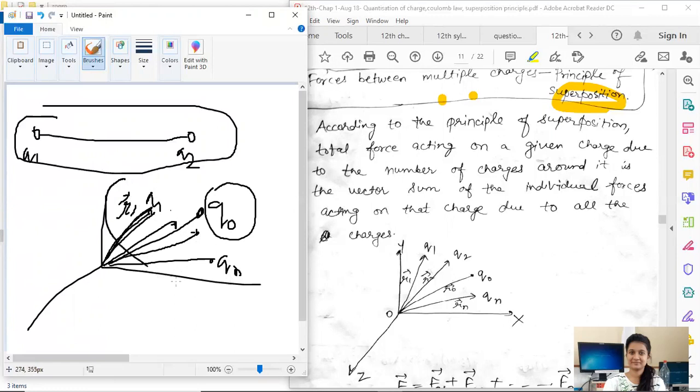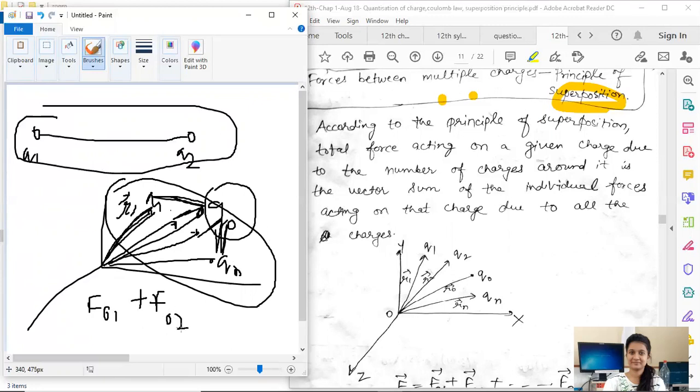You will take the vector sum of all these forces. Firstly, you will calculate the Coulomb's force between Q1 and Q naught. Then you will calculate the force between Q naught and Q2. Then Q naught and Q3, and similarly up to Qn. Then you will take the sum of F01 plus F02, that's the force between Q0 and Q2. Similarly, F03, and so on, F0n.